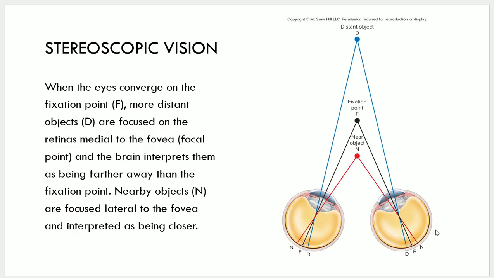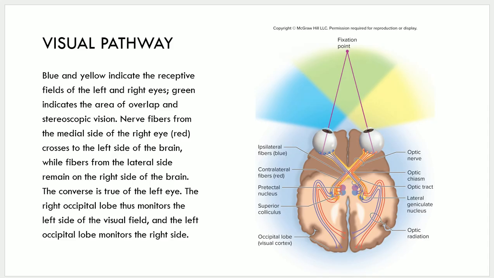So basically, if F is where you're focusing, anything at a farther distance is going to focus more to the medial part of the eye, so more towards the center, and you're going to interpret that as far away. And then for closer items, that direct angle is going to be more on the lateral part of the eye, so the outside part, and you're going to interpret that as closer. And stereoscopic just refers to your eyes working together for this process.